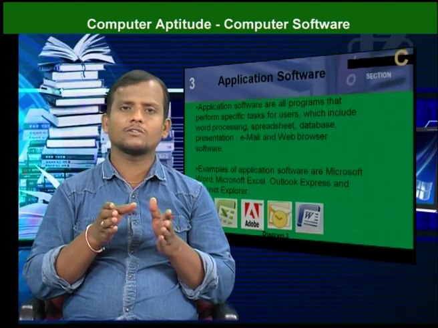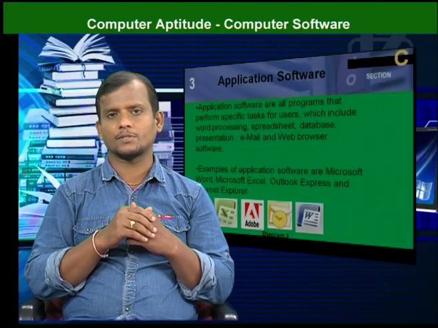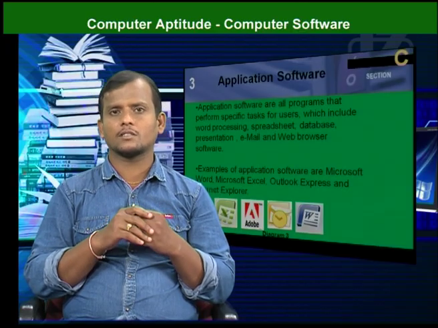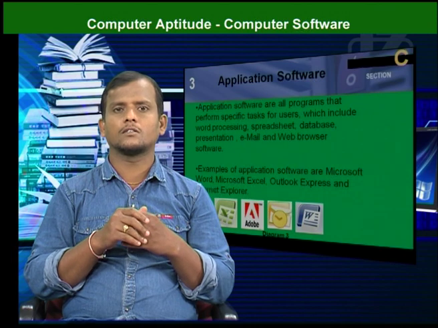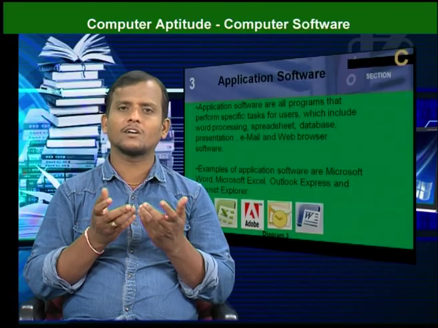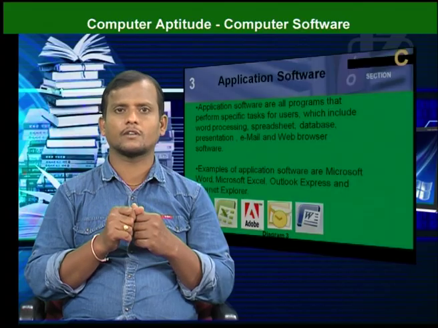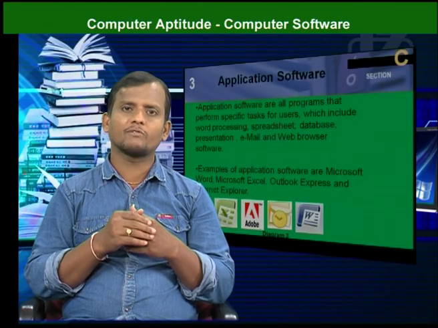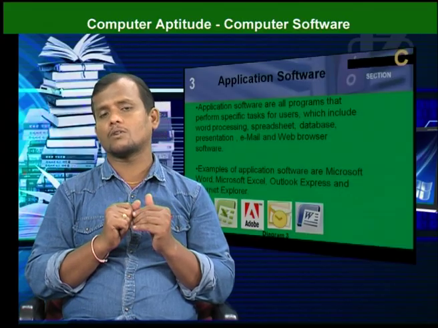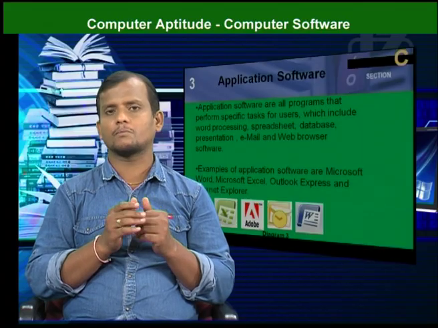So these application software are built for a specific purpose. A few examples of application software are Microsoft Excel, Microsoft Word, Outlook, Internet Explorer, and even PPT, the PowerPoint presentation. So these are meant for some specific task. That's why those software are called application software, which are used for a specific purpose or a specific reason.